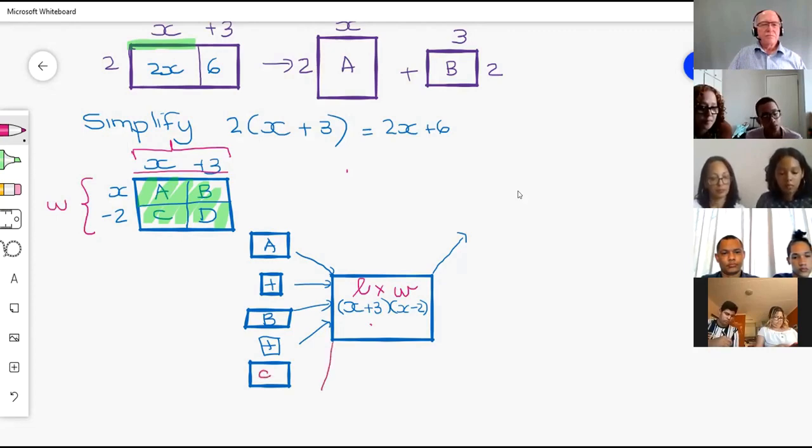So on the right hand side, Riley, what would you write on the right hand side that goes with block A?